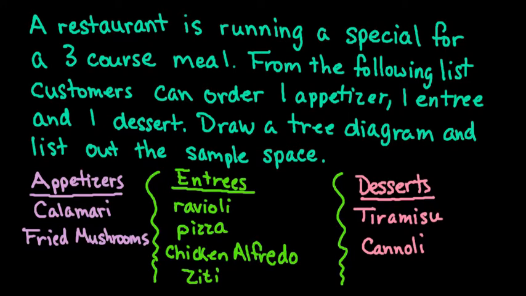So with this, what we have is a restaurant running a special for a 3-course meal. From the following list, customers can order 1 appetizer, 1 entree, and 1 dessert. Draw a tree diagram and list out the sample space.